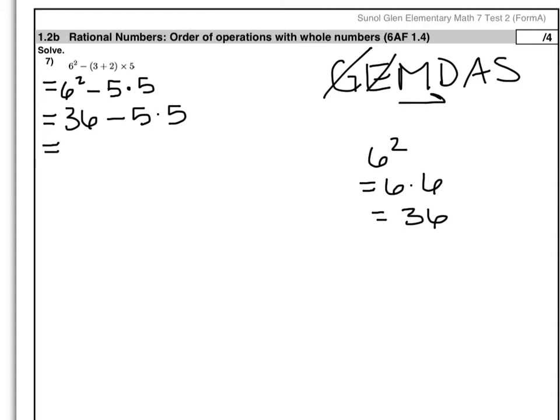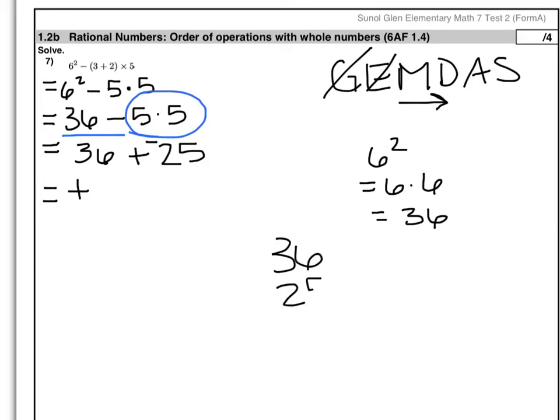Now I'm going to do multiplication left to right, which means that I have to do this piece before I do this piece. So I'm going to write 36 minus, and I'm solving 5 times 5, which is 25. And 36 minus 25 is really 36 plus a negative 25. They're different. I have more positives, so my answer is going to be positive, and I can just subtract and get 11.